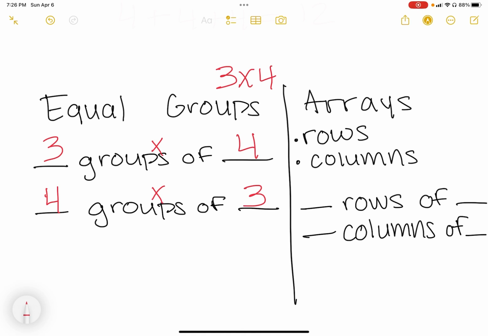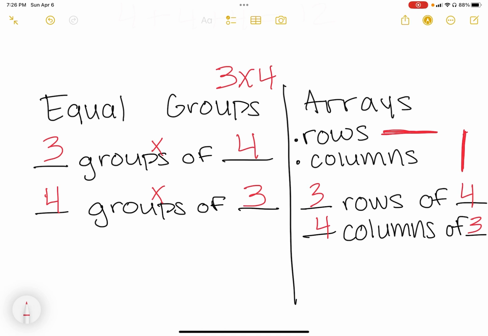You can also look at it as an array. Your arrays have rows, rows go this way, and they have columns, columns go this way. So you can think of 3 times 4 as 3 rows of 4, or you can think of it as 4 columns of 3.